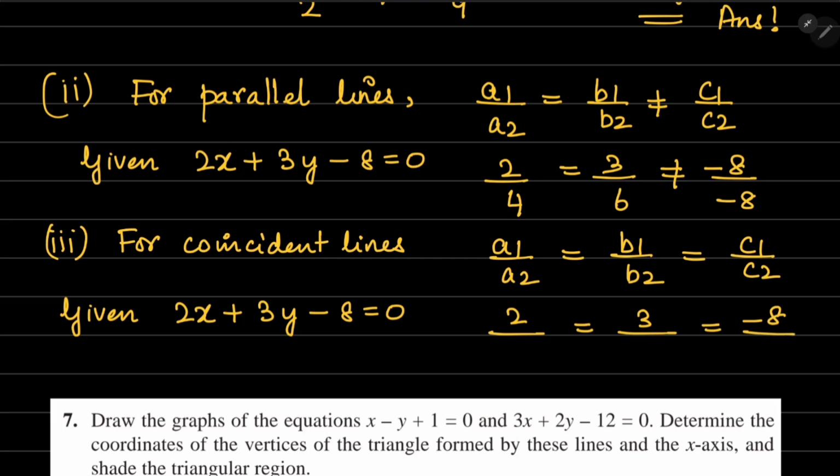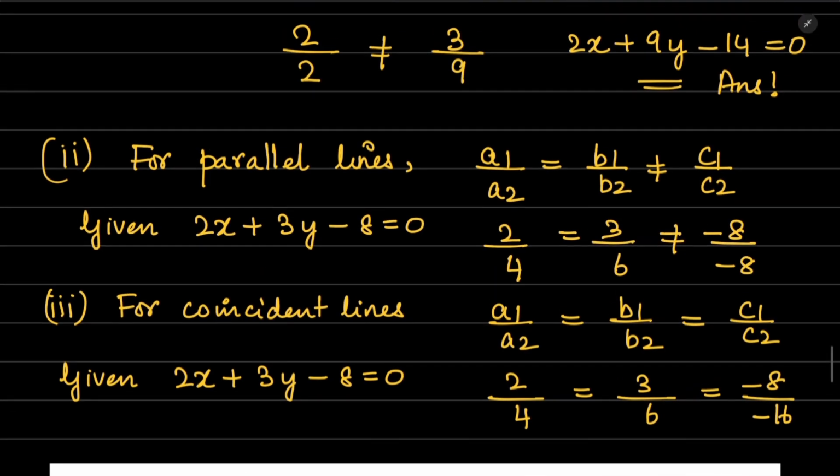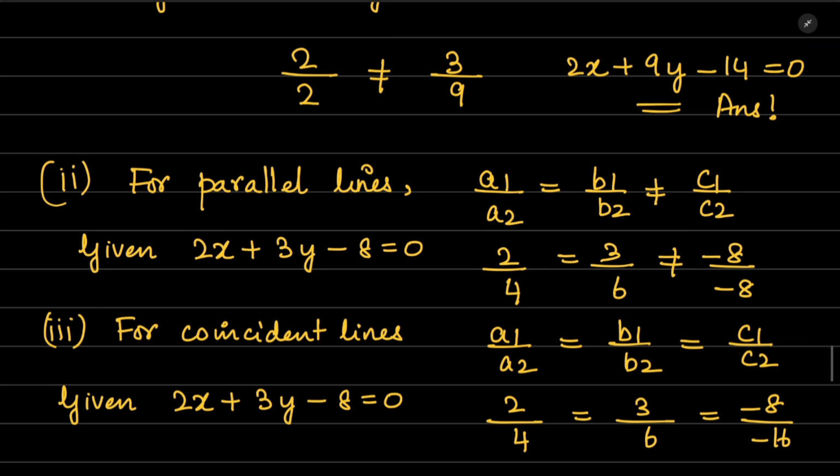So you can multiply it with 2. So 2 to 4, 3 twos are 6, minus 8 into 2 it's minus 16. So if you take the ratios, they will all be 1 by 2. So here it is going to meet the condition which is coincident. Is it clear?